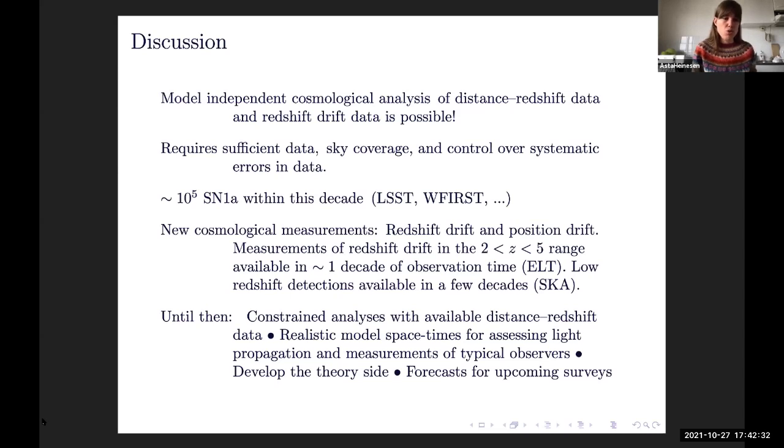For instance, we want to look at other observables and how we might formulate useful cosmographies for these. We might also want to think about optimizing our cosmographic expressions in various ways to make them more adaptable to actual data analysis. And it's also interesting to look at forecasts for upcoming surveys.